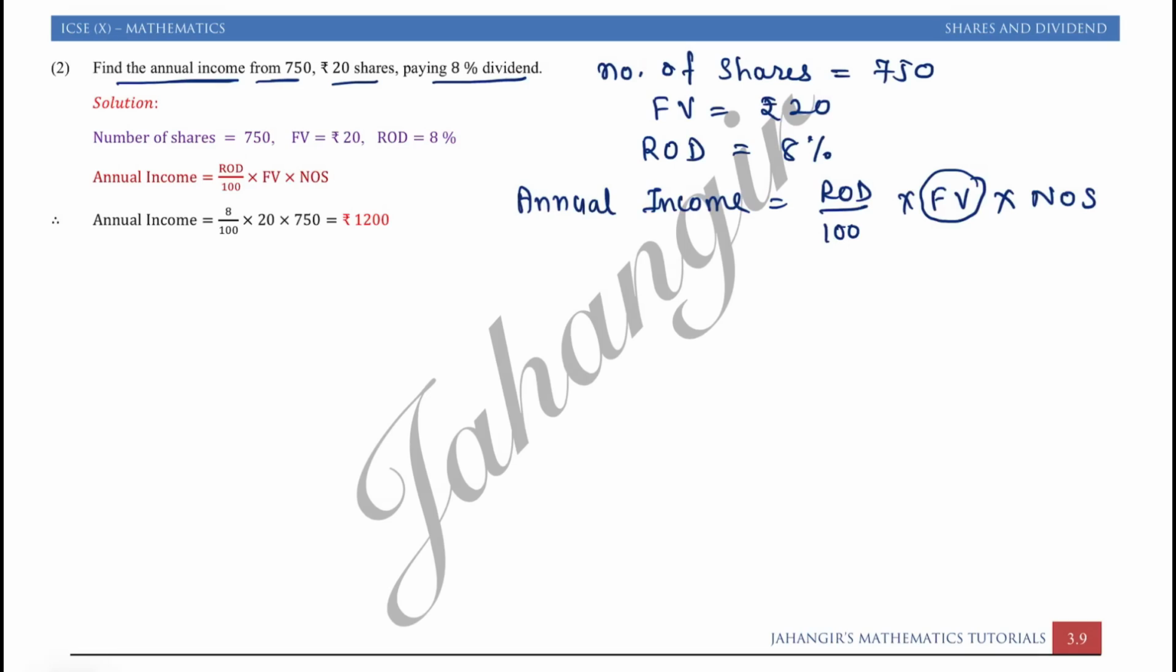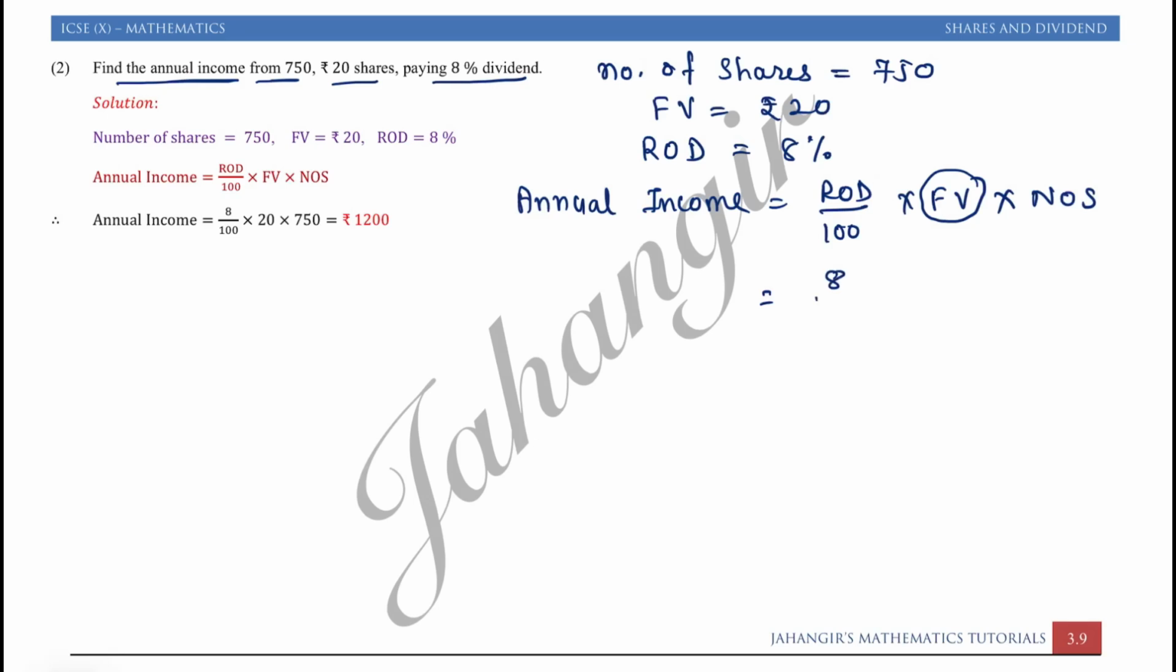We know income is always calculated on the face value as the percentage of dividend. So we can easily find dividend percent upon 100, since percent we have to divide by 100. It's of face value. So multiply by face value into how many shares you hold. We can directly find it in this way. Annual income is equal to ROD upon 100 into face value into number of shares.